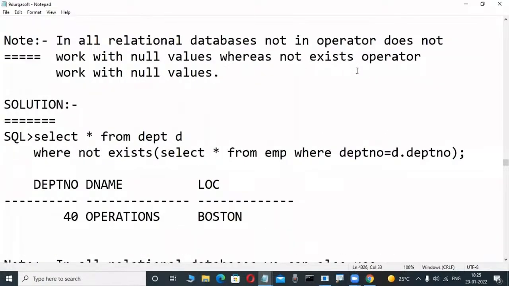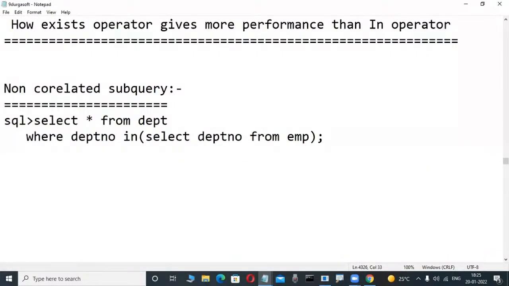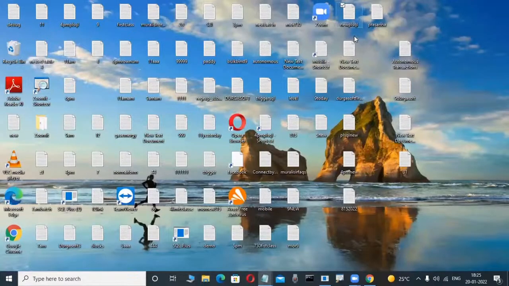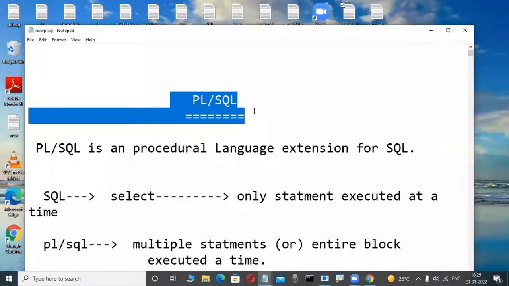Don't worry. Then database objects, so many things are there, and we are learning them. These are big concepts. Again, PL/SQL means a little bit of coding is there. Don't be afraid, this is PL/SQL.